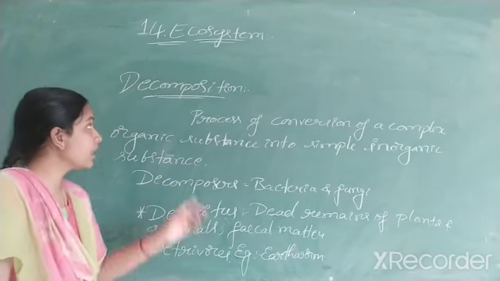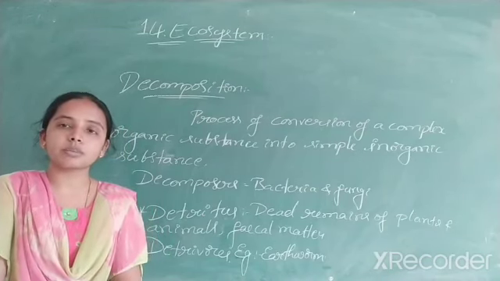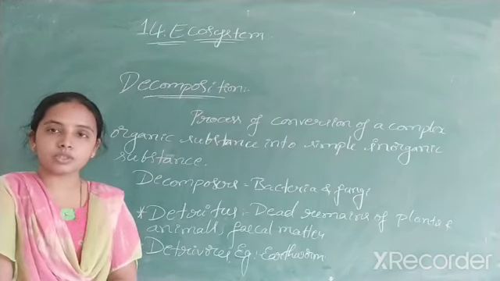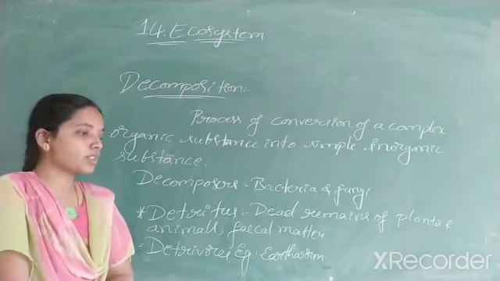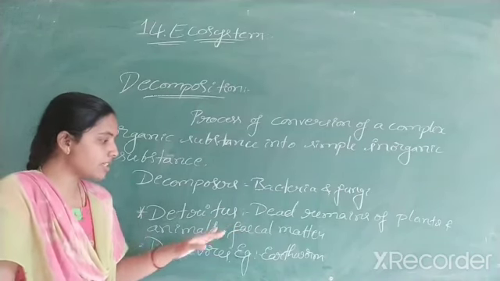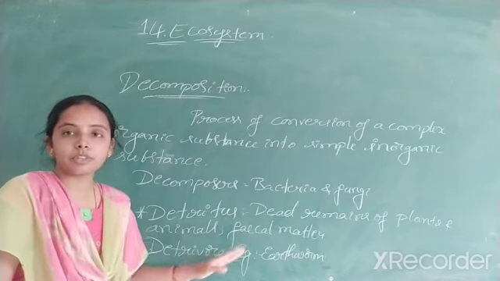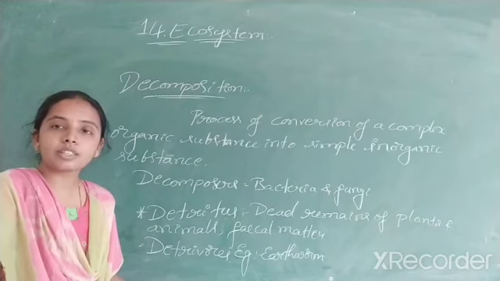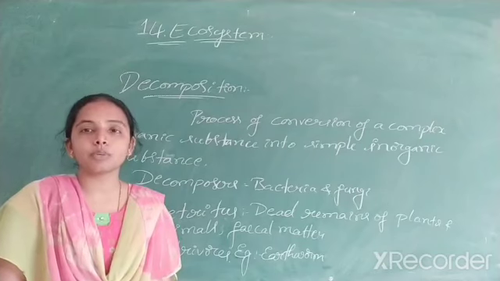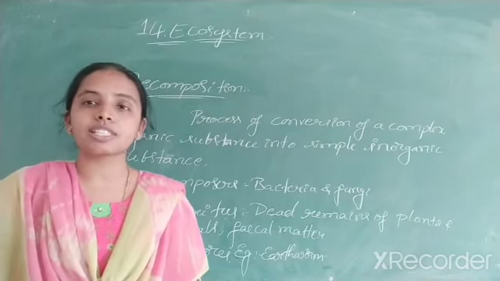So, decomposition is the process of conversion of complex organic substance into simple inorganic material, where the organisms called decomposers, for example bacteria and fungi, are involved. The dead remains of plants and animals are called detritus, including fecal matter. The animals depending on detritus are called detritivores, example earthworm. So that is the introduction to decomposition; now let us look at the steps.